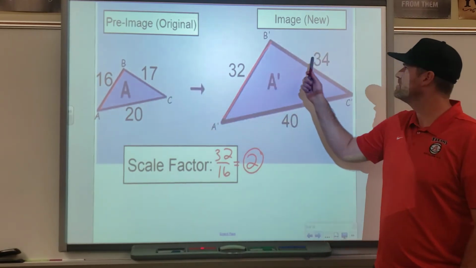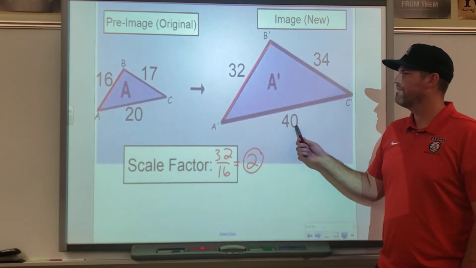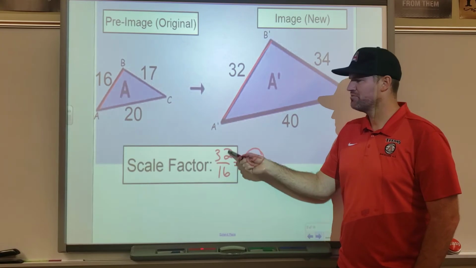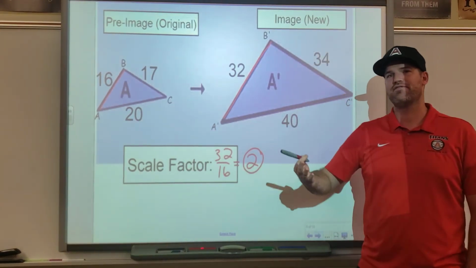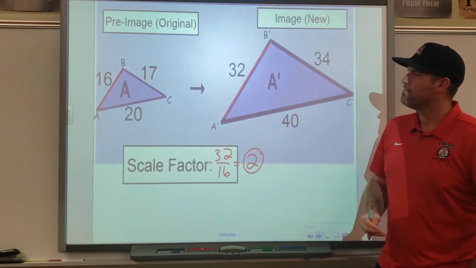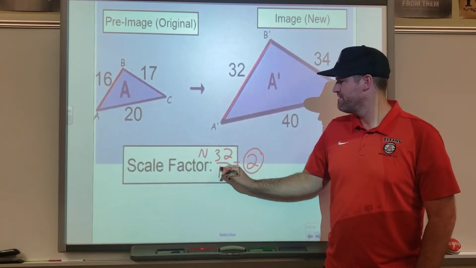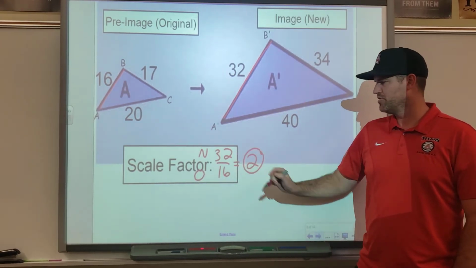17 times 2 is 34. And 20 times 2 is 40. So sometimes if you get an easier one like this, you don't need to actually write anything out, right? I can look at this and go, oh yeah, 20 times 2 is 40. The scale factor is 2. But you can always set up your new length divided by your original. So new over original.